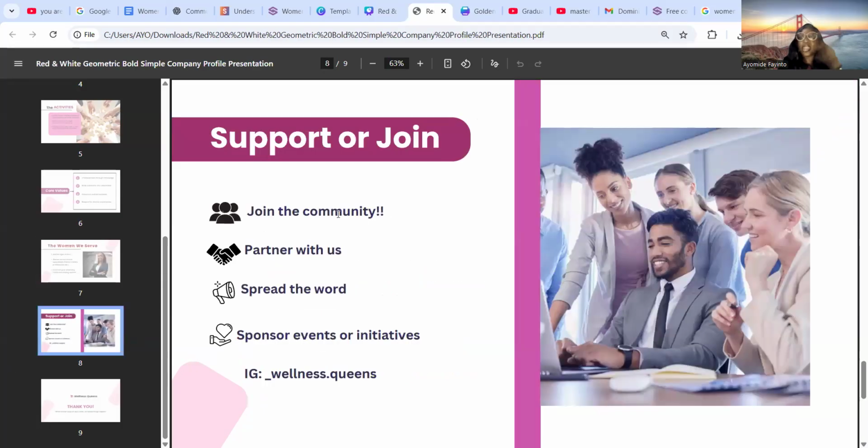Then how can you join us? How can you support us? You can join the community if you'd like to be a part of us. You can also partner with us if you have events or a webinar, or a group of people that you want to talk to. You can spread the word, tell people about our community, people that would love to join. You can also sponsor events or initiatives that you have, share with me as the host, and we will ensure that the idea that you have comes to reality.